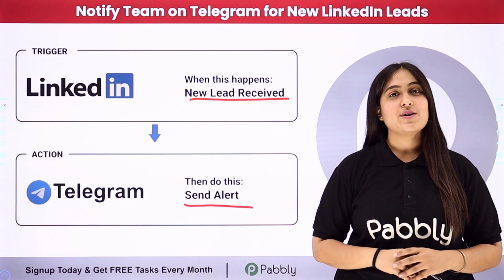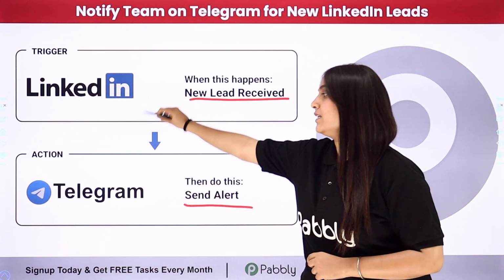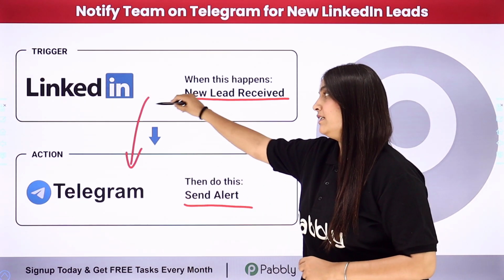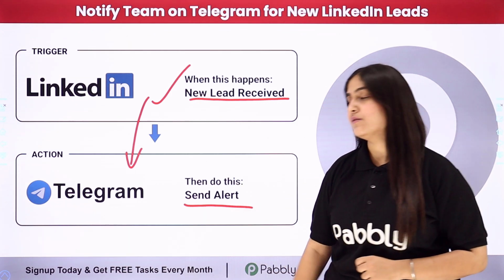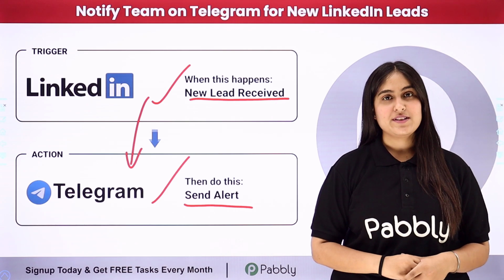So to automate this process, we will use an automation software named Pably Connect, in which we need to connect a trigger and an action. So in this process, our trigger application will be LinkedIn lead gen form and our action application will be Telegram. So to learn this process step by step, let me take you to my screen.